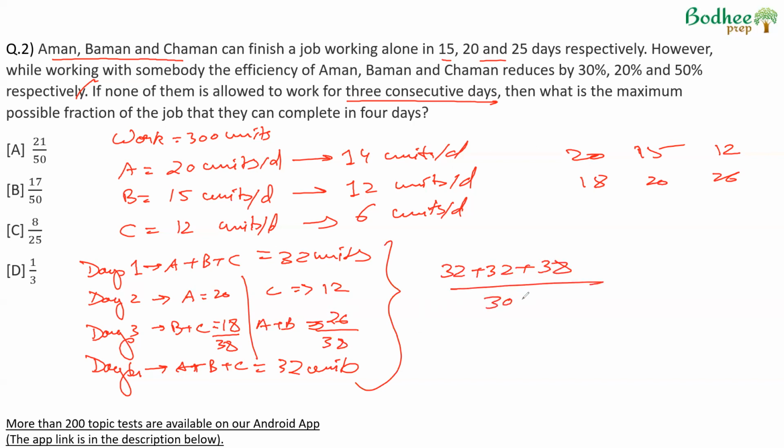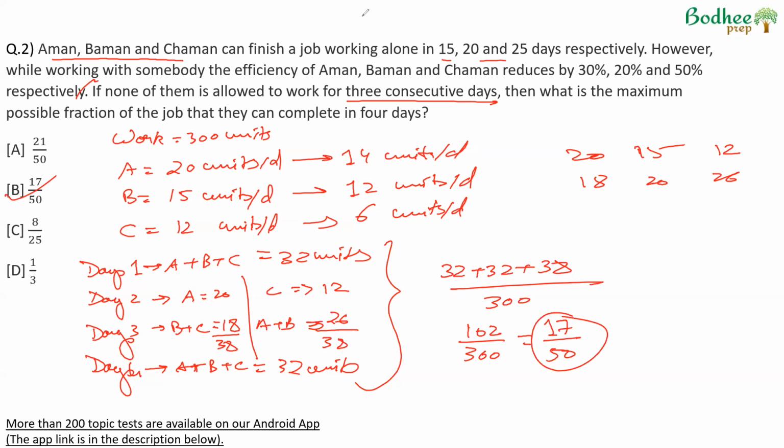out of a total of 300. This becomes 102 by 300. So divide by 6, this will give us 17 by 50 becomes the answer, option B.